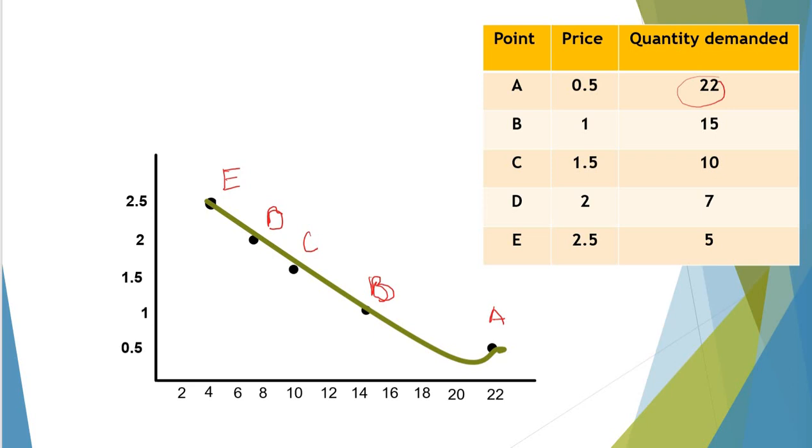RM12.50 dia dapat 5. Compare tu hari pertama, dia total yang dia bayar adalah RM11. RM11 dia dapat 22 bungkus. Macam tu. Okay. Bila harga dia menaik, kuantiti barang pun akan menurun. That is the law of the demand. Okay.